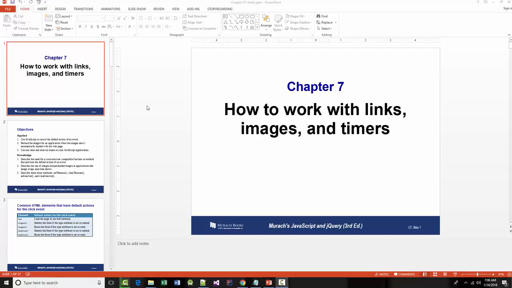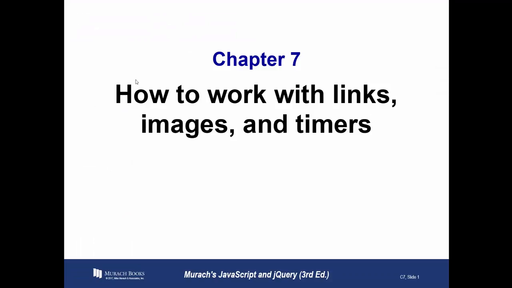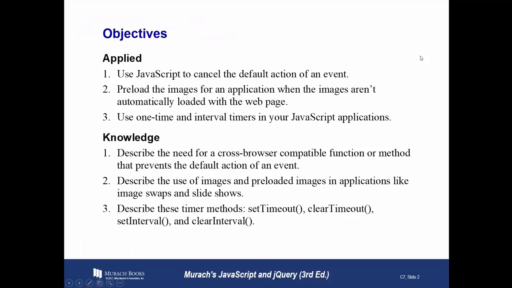So we've got, looks like, 3 applied objectives and 3 knowledge objectives. So let's get started. Our applied objectives: use JavaScript to cancel the default action of an event. And typically what you'll do with something like that is you can set it up so that if you click a hyperlink, rather than going to the link, you stay right where you are.